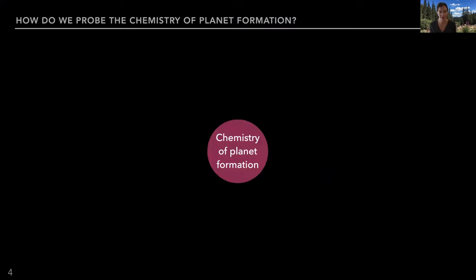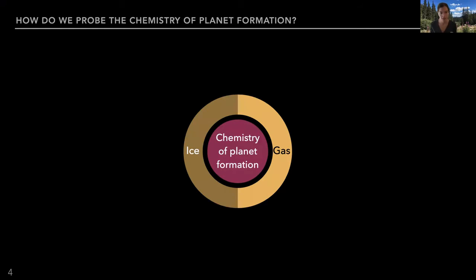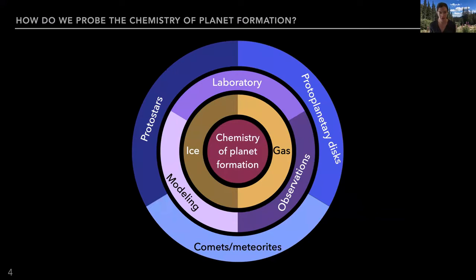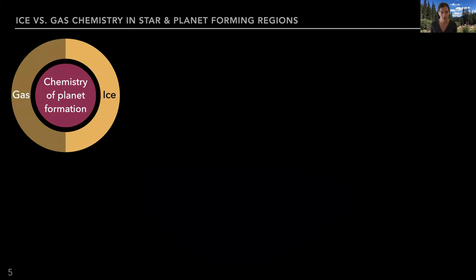So how do we probe this very challenging question of what is the chemistry of planet formation? We have many different tools at our disposal to address this question. And I'm going to walk through this schematic now to show how we can use all these different pieces to assemble a complete picture. So the first thing that we need to consider is that the volatile elements that we're interested in can either occur in the gas or the ice phase in these star and planet forming regions. This is important because the gas and ice phase actually have very different behaviors that lead to very different kinds of chemical outcomes.